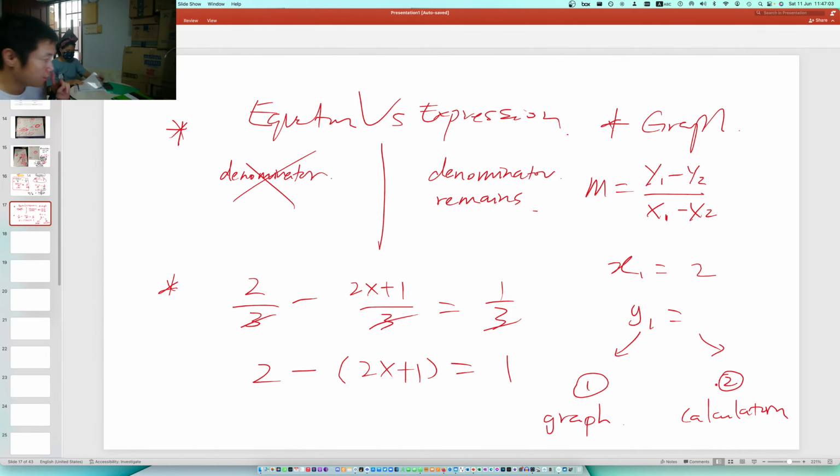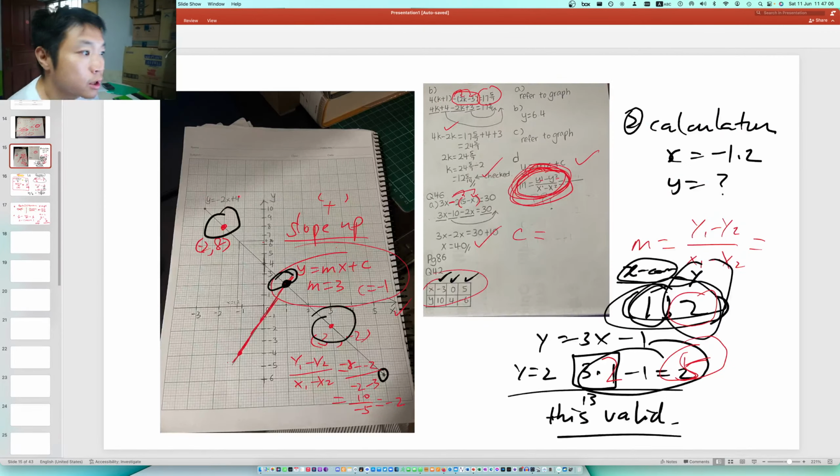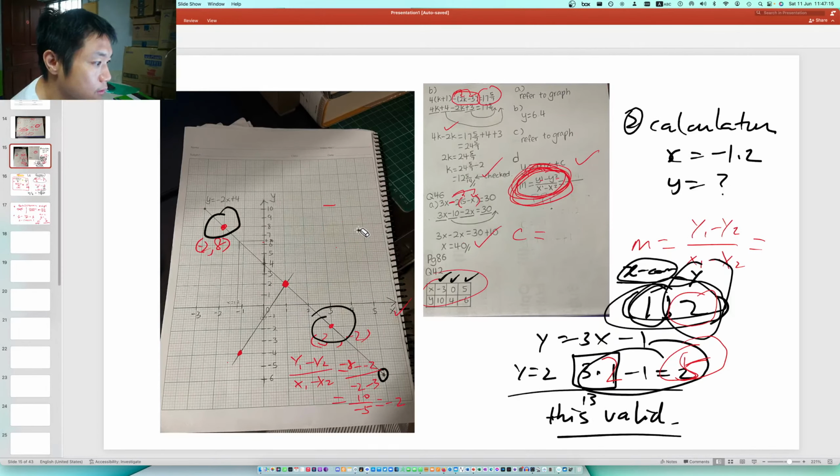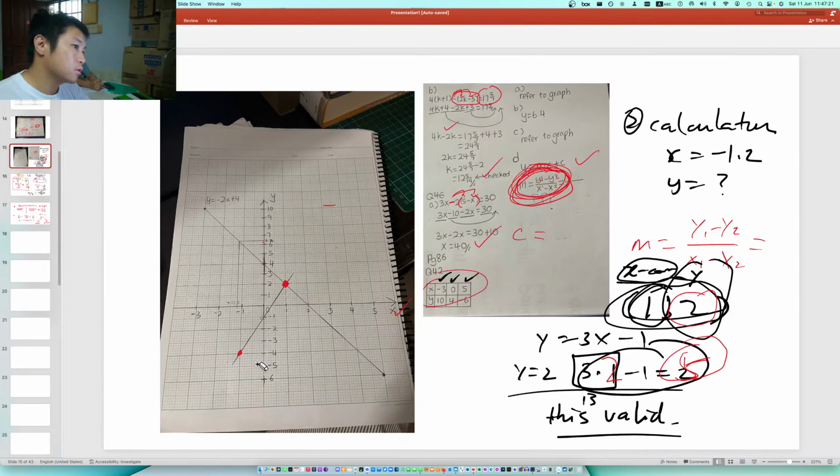Okay, so last point on the graph today over here. So this one you label already, this line you label already. So this one you also found out, so you need to label it. It should not be minus because it's slope up, so it's y equals 3x minus 1. So this line is your y equals 3x minus 1. This line is your y equals minus 2x plus 4.